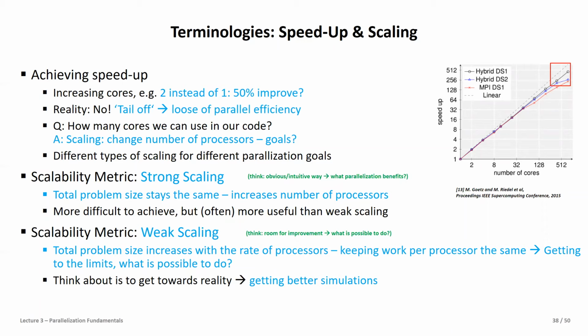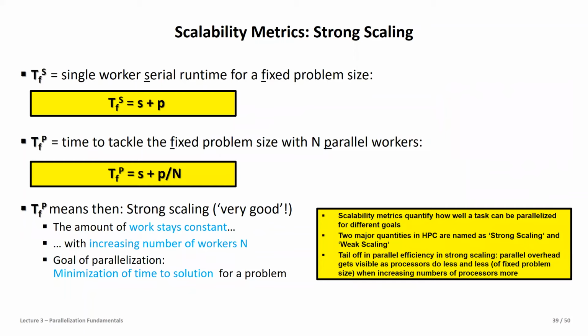And I'll give you some examples now, but first we have to think a little bit about how this is theoretically put into equations. Here we think about the time for a fixed problem size. This is a really important factor for understanding the difference between strong and weak scaling. You have a fixed problem size here, and this means we have the serial parts and the parallelizable parts. This is the total time to solution for a fixed problem size.